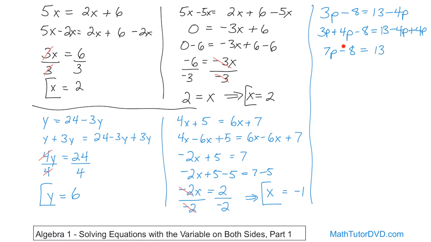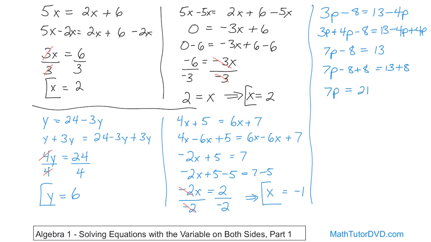So again, I work outer to inner, as far away as I can from p. I have to get rid of this negative 8, so the opposite of that is adding 8 to both sides. So on the left-hand side, all I have left is 7p, and on the right-hand side, what is 13 plus 8? That's just 21.